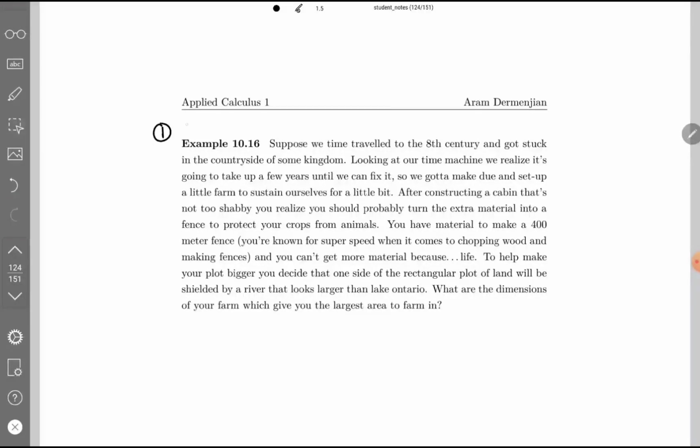So step one is we understand the problem. What does this mean? It means we reread the problem. We had talked about this before: with problems like these, go slow, read the problem, read it a second time, and highlight the key points. So let's highlight the key points. The first part is not too much information, but what you do see is you have material to make a 400-meter fence. So this gives you a number, a 400-meter fence.